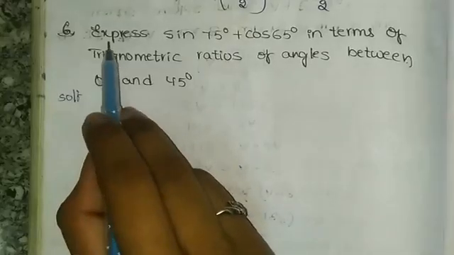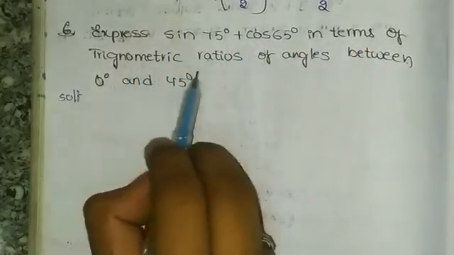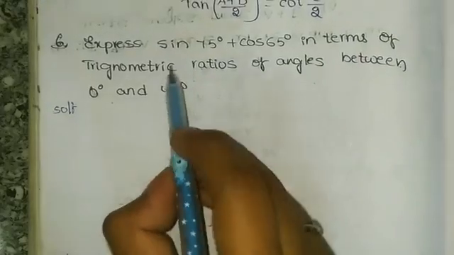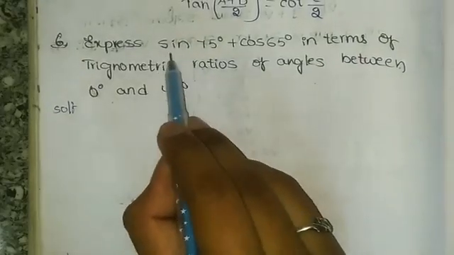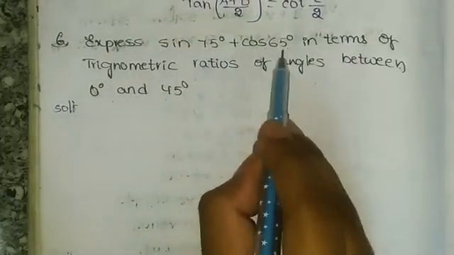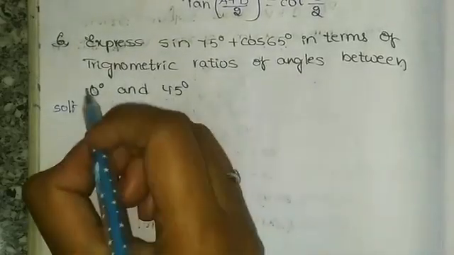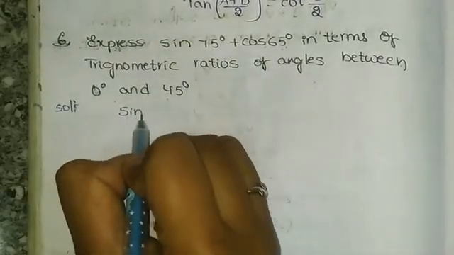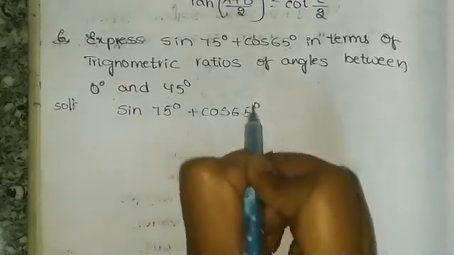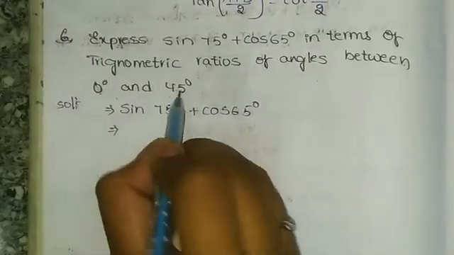Our next question: express sin 75 plus cos 65 in terms of trigonometric ratios of angles between 0 degrees and 45 degrees. So they are asking to express this sin 75 plus cos 65. Here we have the angles 75 and 65. So they are asking to express between 0 and 45. So let us write the given one: sin 75 plus cos 65. They asked us to express between 0 and 45.